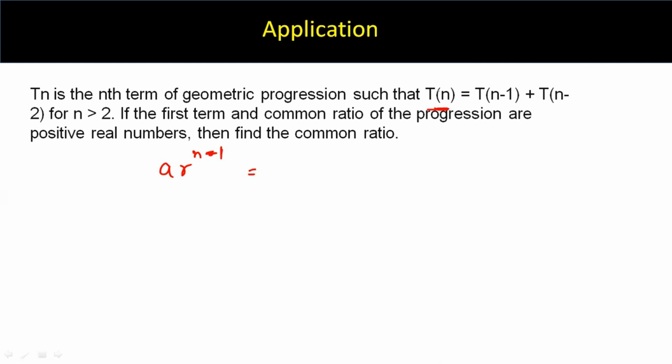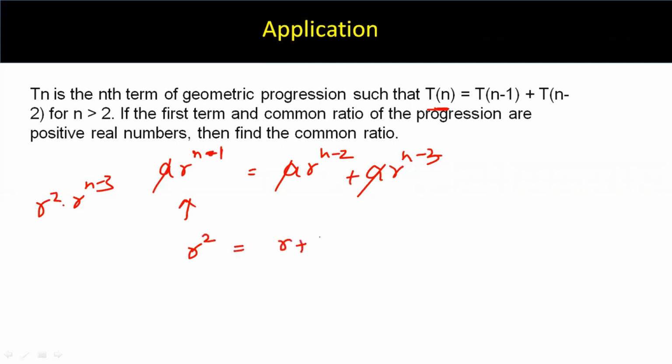It is equal to the (n minus 1) term, which will be this, plus the (n minus 2) term, which will be this, right. So now what you do is you just cancel a and cancel r to the power n minus 3 as well. What is left is r square into r to the power n minus 3, which is nothing but r into r to the power n minus 3. r to the power n minus 3 can be cancelled. So this will be left with r square is equal to r plus 1.